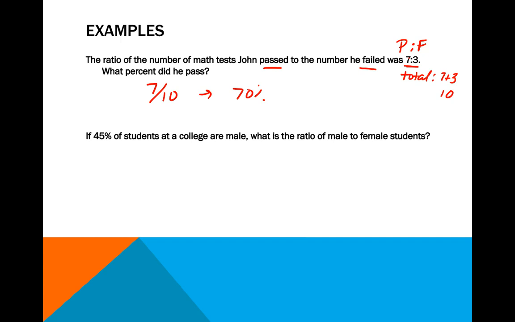Here it says if 45% of students at a college are male, what's the ratio of male to female students? So if 45% are male, that tells us 55% are female. So the ratio of male to female would be male first to female. And then that can be reduced. So if this was maybe your solution on the SATs and you didn't see it, if we take a factor of 5 out of both of those, that would reduce to 9/11. Or it could be written as 9/11 this way, or 9 out of 11 this way.